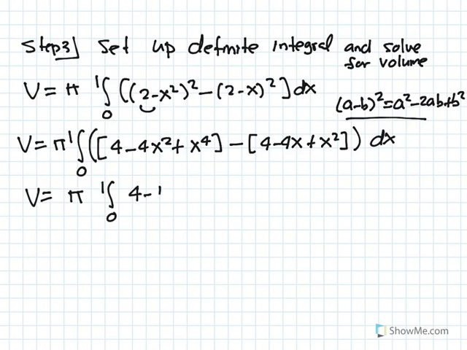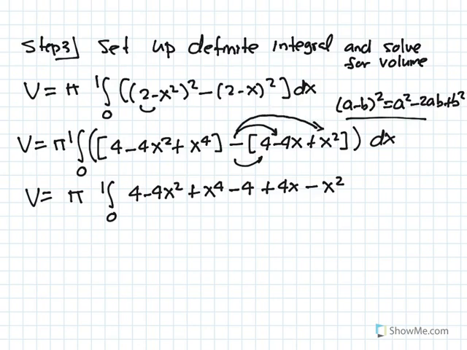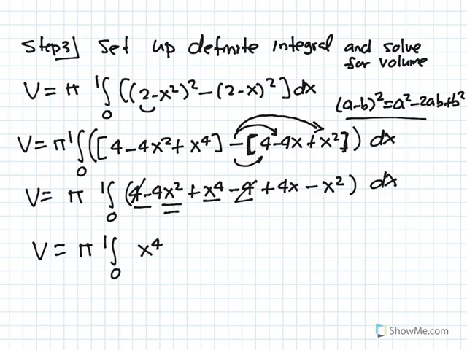So let's open this up. We get 4 minus 4x squared plus x to the 4th. Distribute the minus sign. We get minus 4 plus 4x, because minus times minus is plus, and minus x squared. It's very easy to make a mistake when you're distributing the minus sign. So it's really important to have these brackets here and distribute that minus sign. Now we have to simplify this. So 4 minus 4, that cancels out. And what do we get? Volume is equal to pi, integral from 0 to 1. We have x to the 4th, and we have minus 4x squared minus x squared. That adds up to minus 5x squared plus 4x.